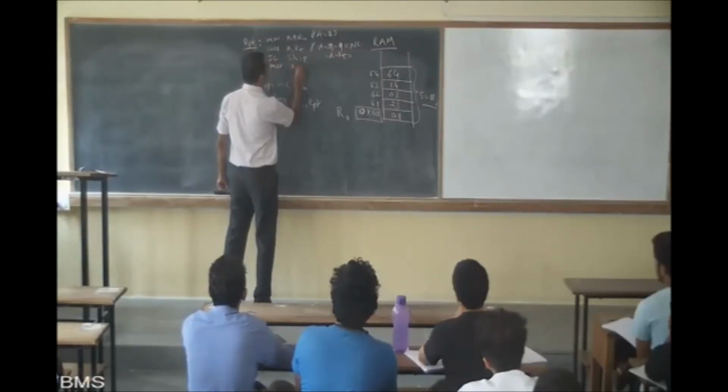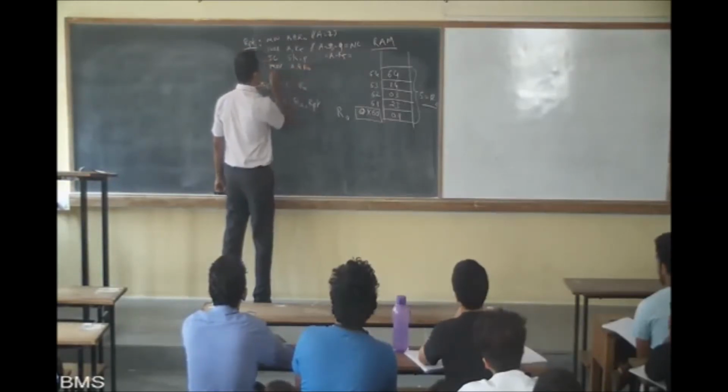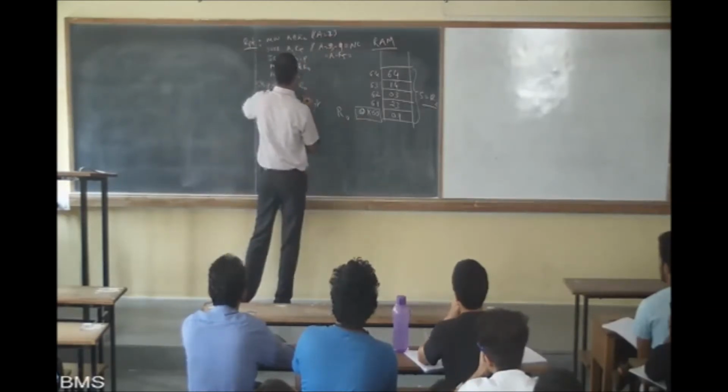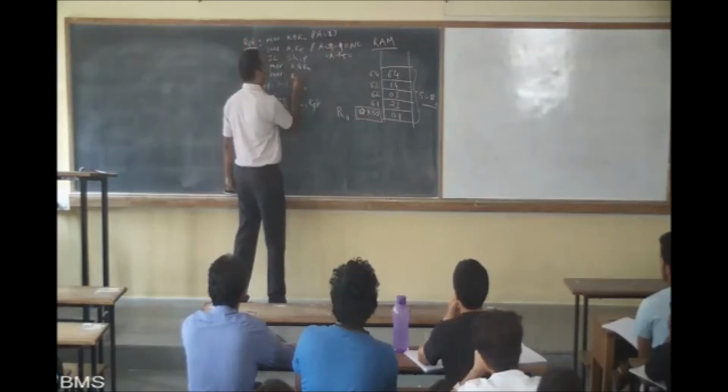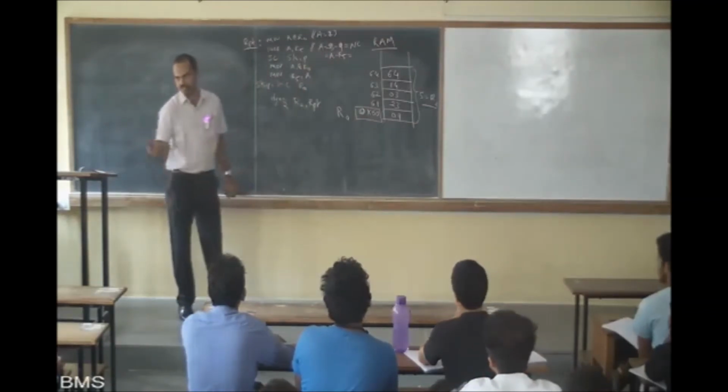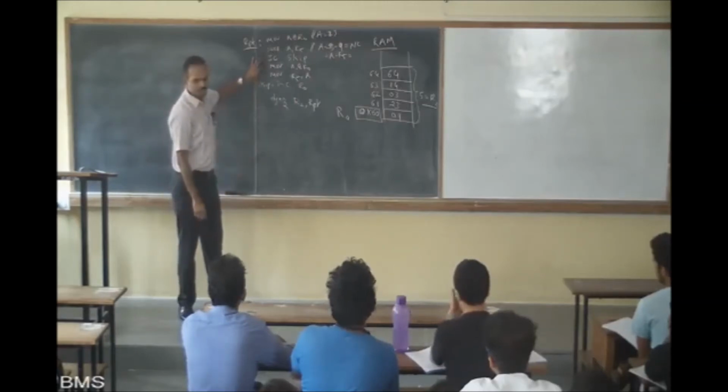Move A comma at or not, then you do it. Move A comma, sorry, what is that? R5. R5 comma A. You have to add one more instruction. Correct. Good girl. Got this point?